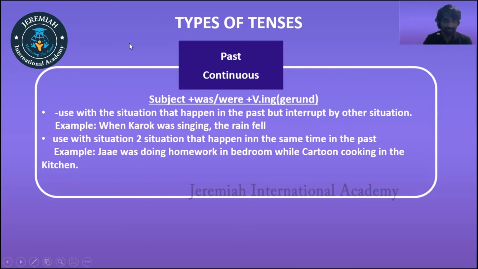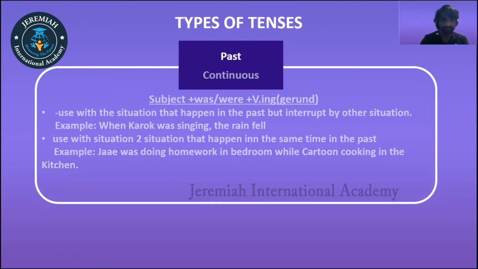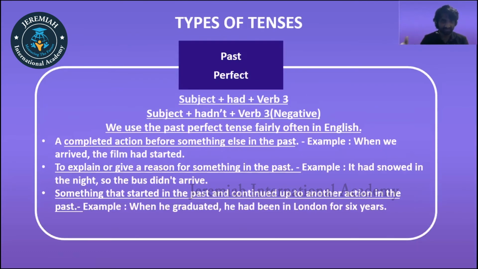So we learned the past. The first is simple past. Then comes the past continuous. All right. Then comes the past perfect. All right. The past perfect tense. So that is subject plus had plus verb 3 form, the third form of the verb. Okay. So subject plus had plus third form of the verb for a positive sentence. At the same time, subject plus hadn't, hadn't for the negative one, plus third form of the verb.